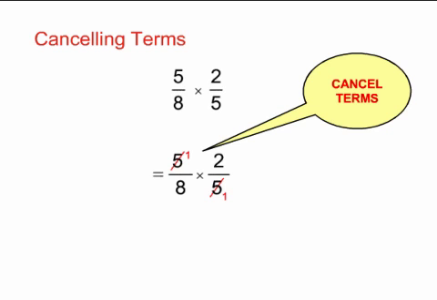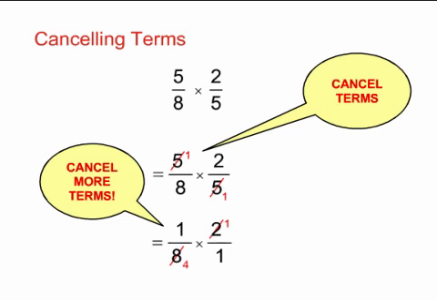But notice again we have cancelling of the 2 in the 8. 2's into 2 goes once, and 2's into 8 goes 4. So we're cancelling more terms. That's about as far as we can go, so we multiply out the top line. 1 times 1 is 1. The bottom line is 4 times 1 is 4. So the answer to this problem is 1/4.